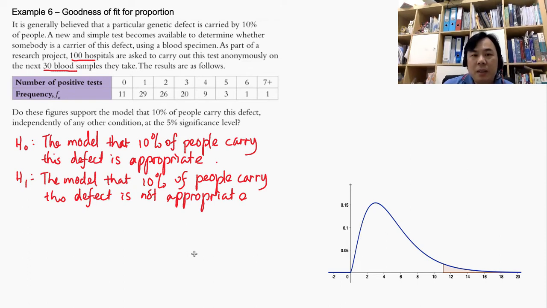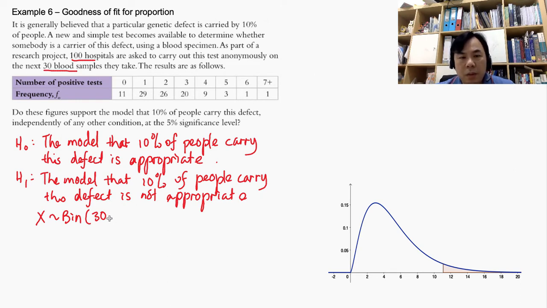Then the second step. Since this is a proportion, since they mentioned the percentage, it's either 10% of them carry this defect or 90% of them do not carry it. So this is a yes or no, success or failure situation. That gives us an idea that this must be another binomial distribution. So if X represents the number of positive tests, positive cases here, that will be a binomial distribution with number of trials 30.